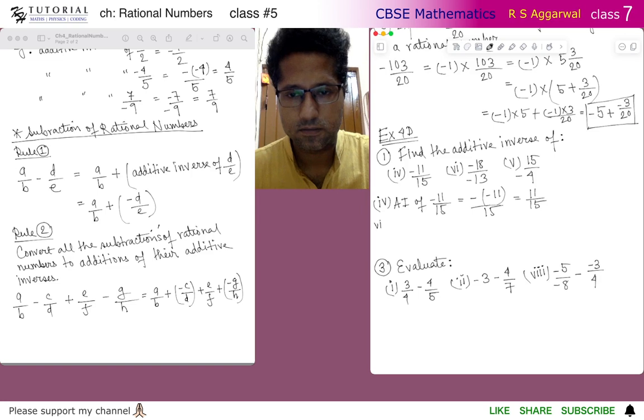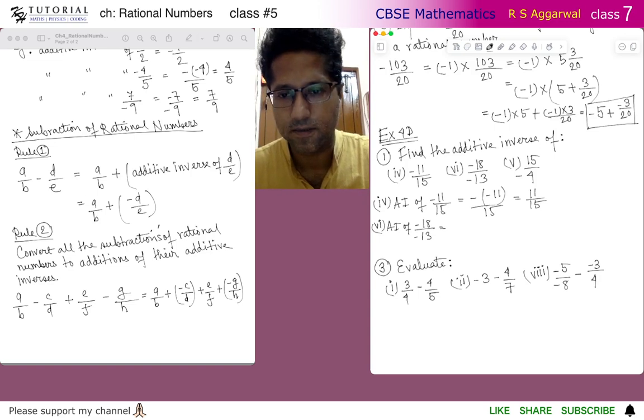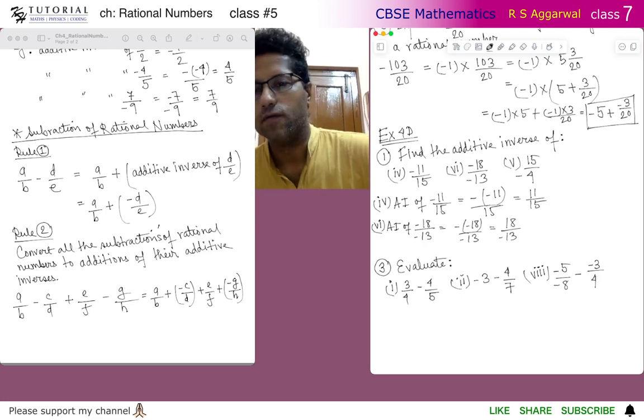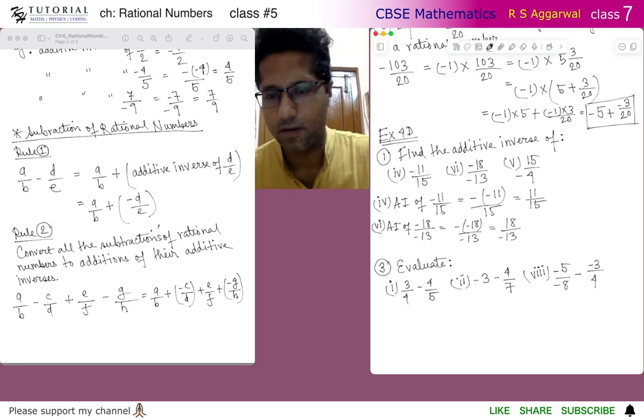6. AI, additive inverse of minus 18 by minus 13 will be, you just negate the numerator, that is minus of minus 18 by minus 13. This is 18 by minus 13, and normally we do not keep negative sign with the denominator, we always make the denominator positive. So this becomes minus 18 by 13.